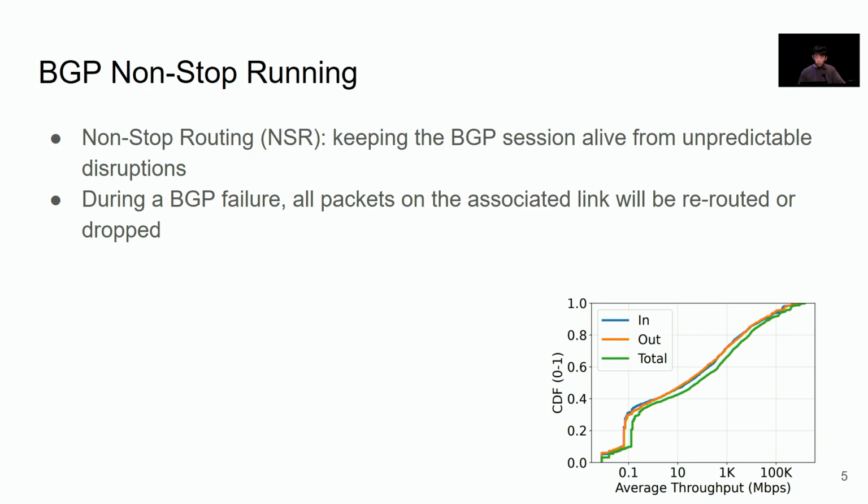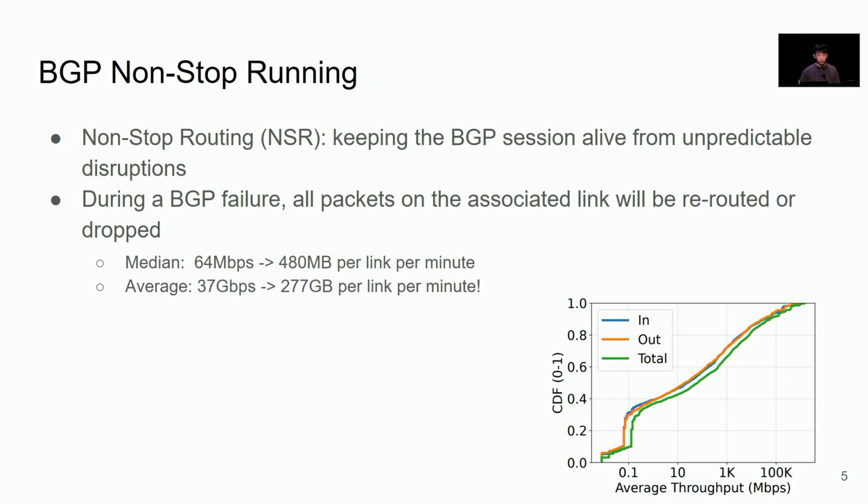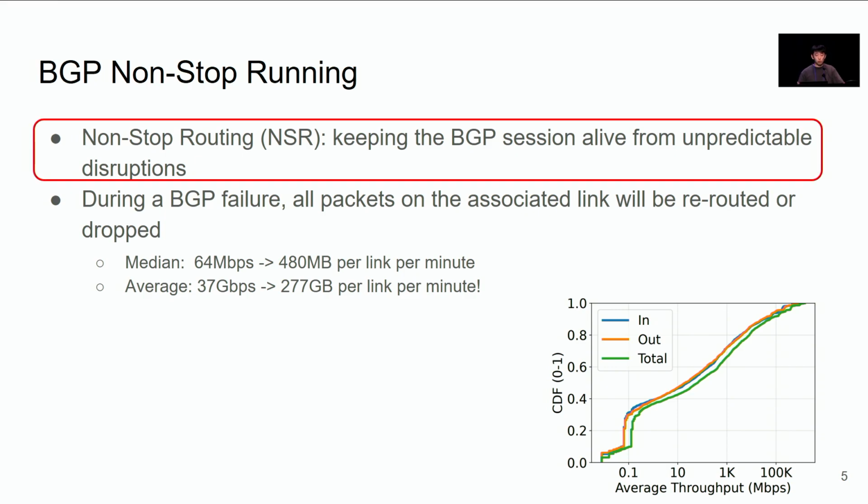This is a CDF of the average throughput of the links between the Tencent data center and peering ASs. We can see that if we take the median, that's 64 megabits per second. That means a one-minute downtime of one link will impact 500 megabytes of traffic. And if we take the average, the number will go up to 200 gigabytes per link per minute. So naturally, we want to achieve NSR.